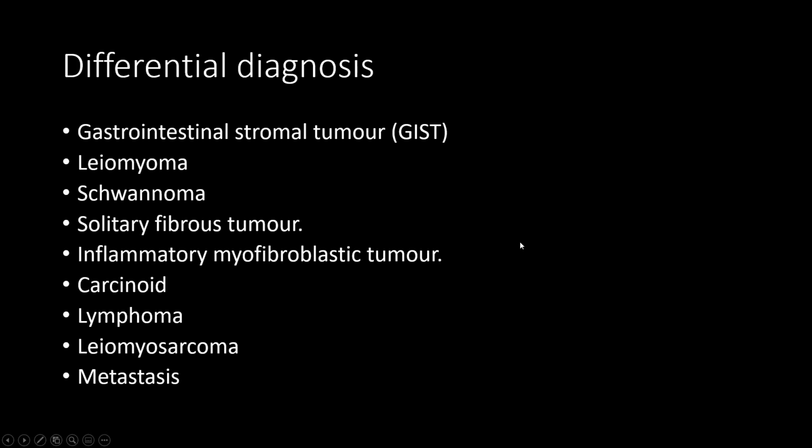So the differential diagnoses that can be considered in this case are gastrointestinal stromal tumor, leiomyoma, schwannoma, solitary fibrous tumor, inflammatory myofibroblastic tumor, carcinoid, lymphoma, leiomyosarcoma, or metastasis.